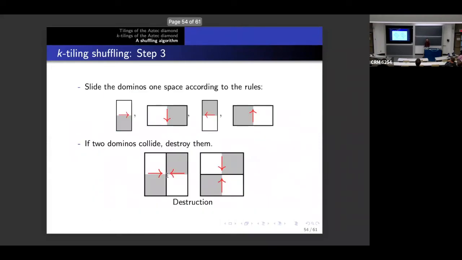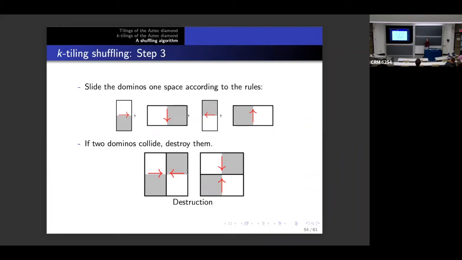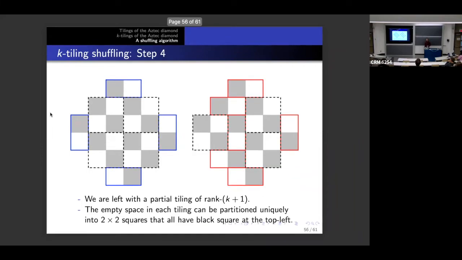So if we look at that example, and we look at these 2 center dominoes, well, the top one wants to slide down and the bottom one wants to slide up. So they collide and we just delete them. And so they're just gone from our picture, and this is what everything else looks like after the sliding. And now I've swapped the checkerboard coloring so it matches our original convention with the black on the top left boundary. Okay, so now we have a partial tiling of rank K plus 1, and we can uniquely partition the empty space into 2 by 2 squares that have a black square on the top left. So we uniquely cut our untiled space into 2 by 2 squares, and now we just fill that in.